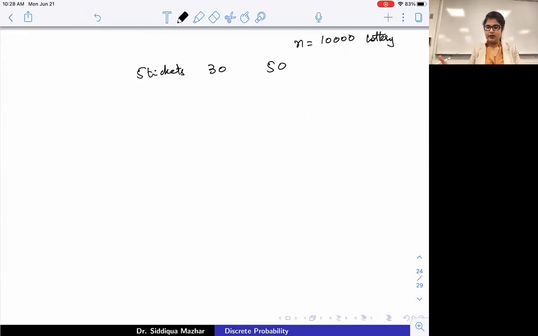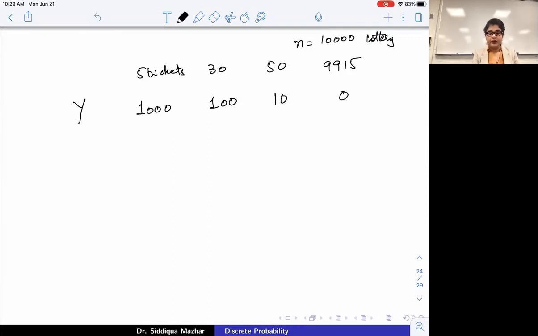The rest of the tickets, how much will it be? 10,000 minus 85. How much will it be? 9,915, on which they are paying nothing. They don't have any prize on that. So it means the lottery is paying $1,000 on 5 tickets, $100 on 30 tickets, $10 on 50 tickets, and for the rest they have nothing.